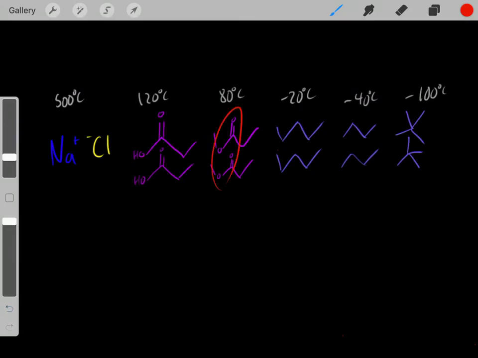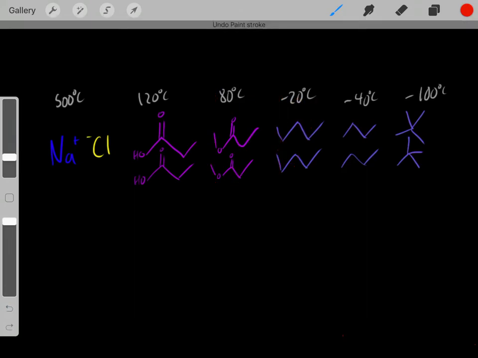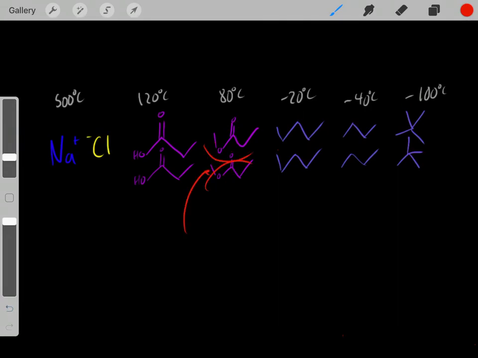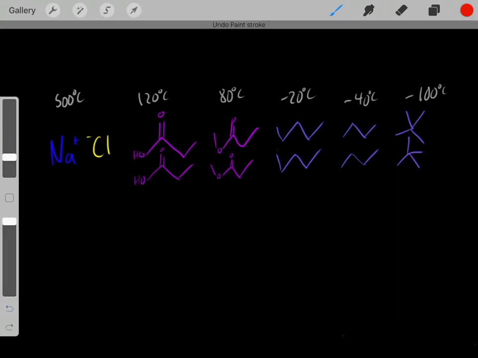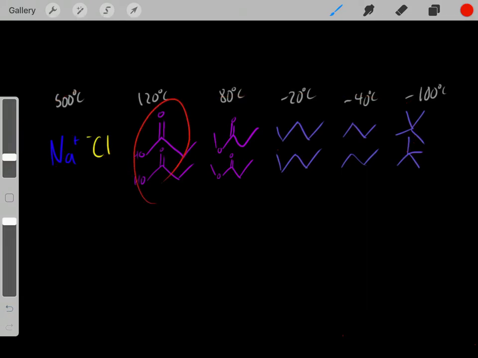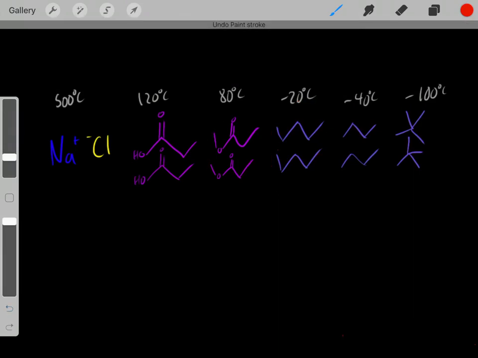Now comparing this one to this one, why does this one have a higher melting point than this one? Because again, this is polar. These are polar, so it takes a decent amount of heat. So hopefully you see that trend. This is super polar. This is still polar, but a little less than this. And this is less polar. Now this is not polar at all. So that's why this has a very low melting point.